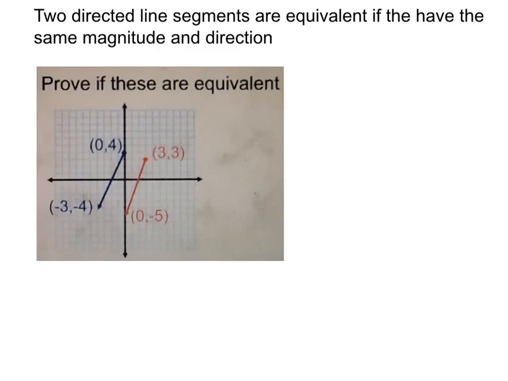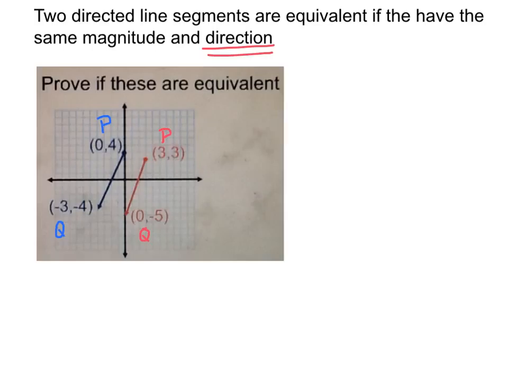Two directed line segments are equivalent if they have the same magnitude and direction. So on this first line, the blue line, this is going to be P, which is my initial, and Q. On the red line, here's my initial, and here's my terminal. Therefore, one thing I conclude right now is they have the same direction. The next piece I have to prove is the magnitude.